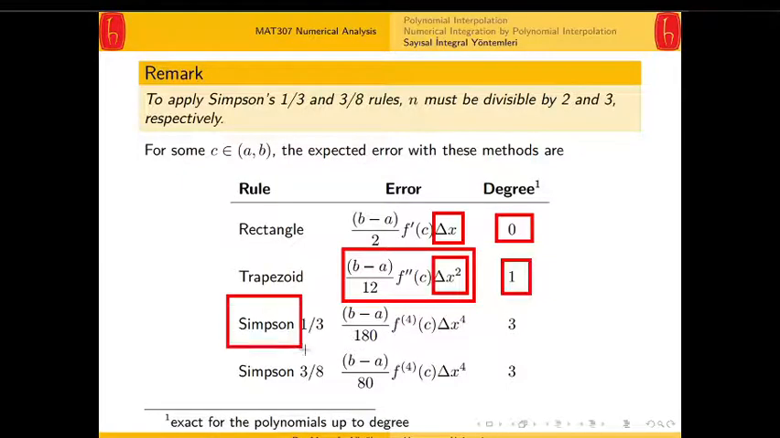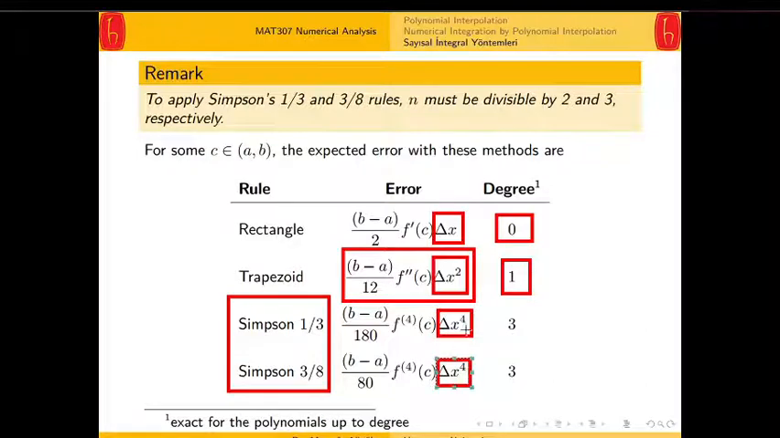Simpson's 1/3 and 3/8 rules are fourth order approximations, so they will be exact for cubic polynomials, that is, polynomials of degree 3.